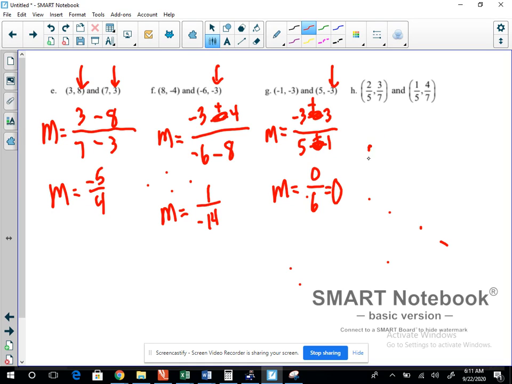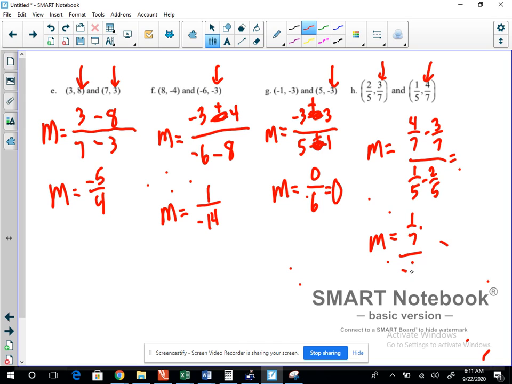All right, this next one I'll slow down just a little bit. This one's got some fractions, so I'm going to take 4/7, which is the y-coordinate here. I'm going to subtract 3/7, and then 1/5 minus 2/5. Now, you could use some technology. You could use a computer. What this gets you, 4/7 minus 3/7 is 1/7. 1/5 minus 2/5 is negative 1/5.